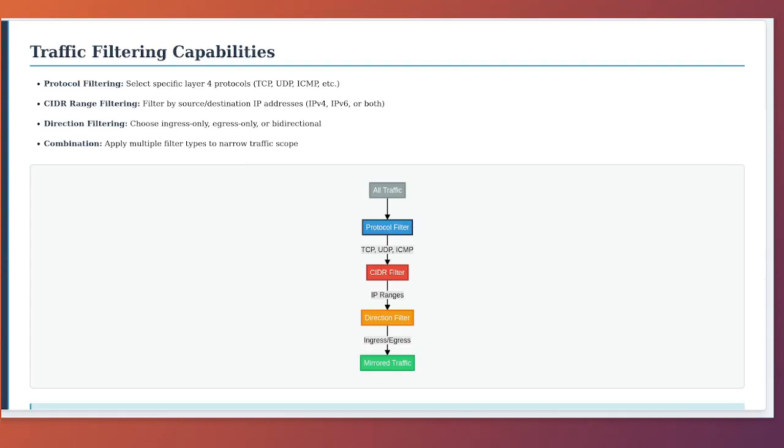An important consideration is that you can combine these filters. For example, you could create a filter that mirrors only TCP protocol traffic, going to the 10.0.0.0/8 CIDR range, in the egress direction. This combination might capture all traffic from your virtual machines to your internal database servers. The more specific your filters, the less bandwidth is consumed by mirroring, and the more focused your analysis becomes.